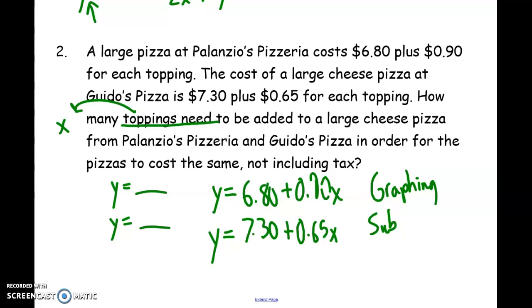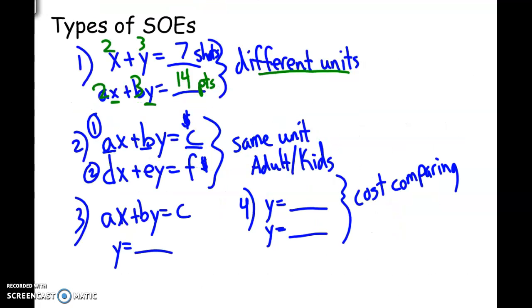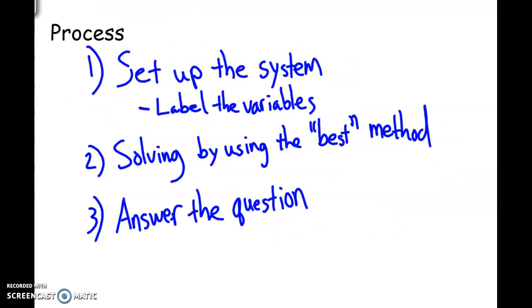So that's how we go about dealing with word problems. Again, just to go over the process, it's all about setting up the system. And what really helps is figuring out what x and y represent. After that, you solve. I didn't show any of that, but by using the quote-unquote best, more efficient method. And then finally, make sure you are answering the question that's being asked. That's how word problems differ from regular system of equation problems.